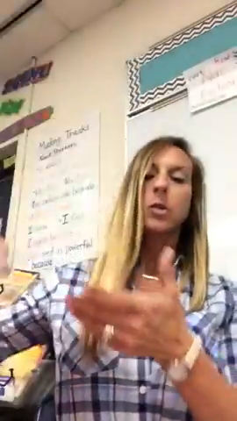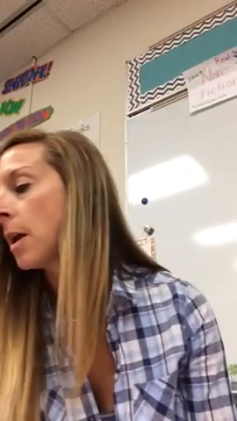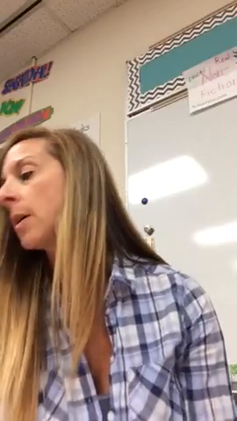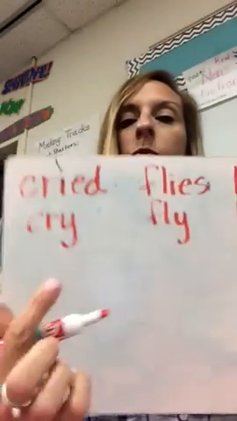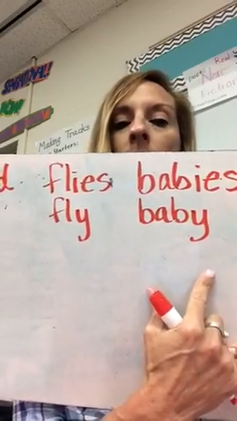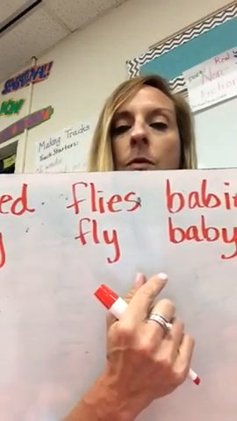So I want you to look, I'm going to write the base word below each word. The base word for cried is cry. The base word for flies is fly. And the base word for babies is baby. So if we look at each one of those words, what do we notice? They all end in what? If you said a Y, you're exactly right.